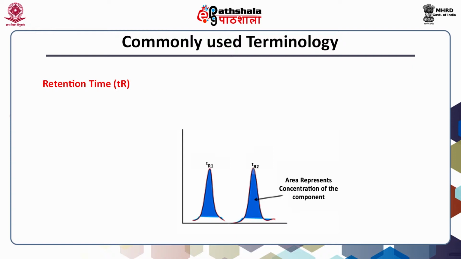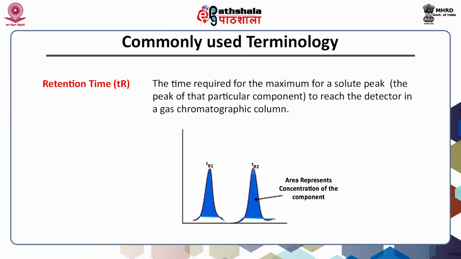As the name indicates, something is retained and eluted after some time. It is basically the time required for a solute peak to reach the detector in a gas chromatographic column. That means the maximum part of the solute is eluted, or it is the time taken for a solute to elute to its maximum concentration, and that is known as retention time. This is a very important parameter in gas liquid chromatography. Most of the time we identify various compounds on the basis of this retention time, and it is generally seen that every component has a usually different retention time.